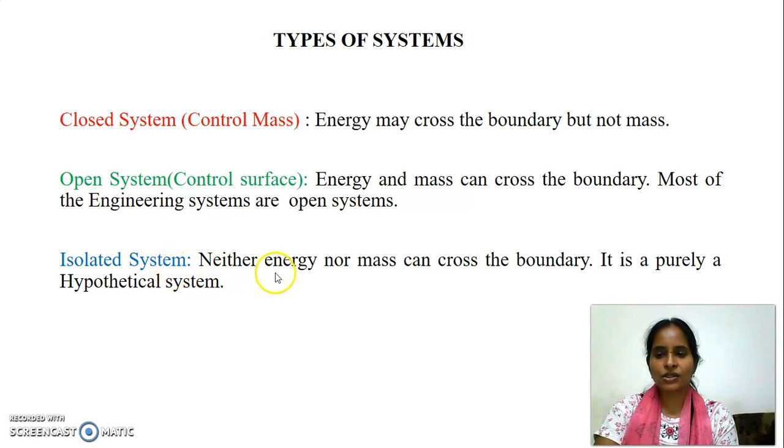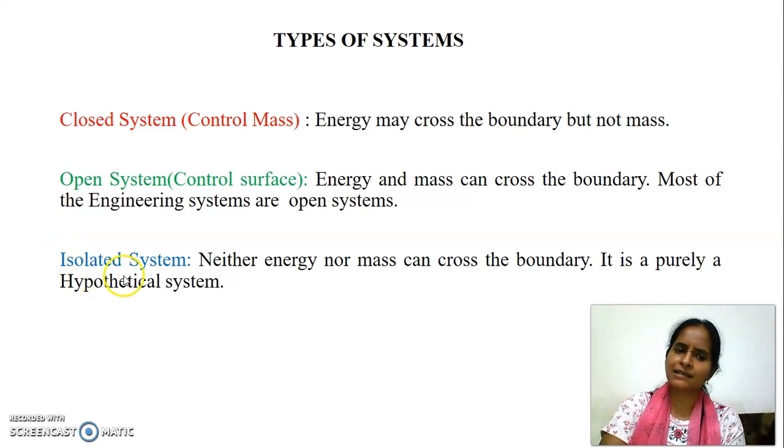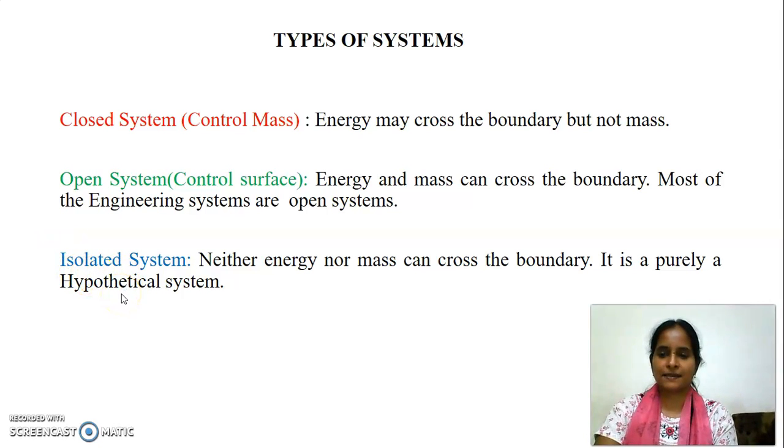Isolated means neither energy nor mass can cross the system. It is purely a hypothetical, imaginary system, because nothing in the world is truly isolated. There would always be some sort of interaction between the system and the surroundings. So this is only hypothetical. The best example for an isolated system is the universe. The Earth, as a planet, can be considered isolated, but that is also not quite so; still, to some extent we can say it.